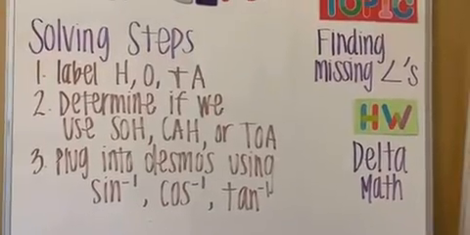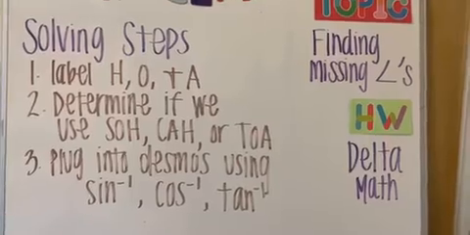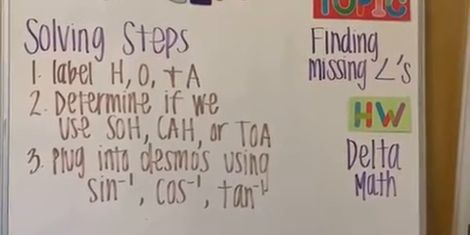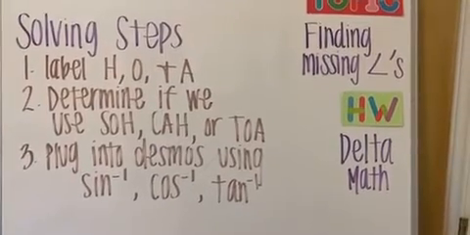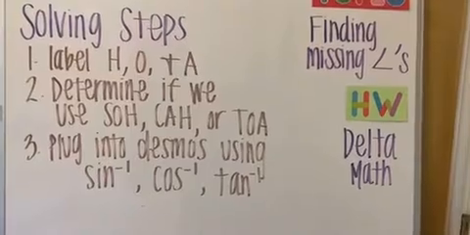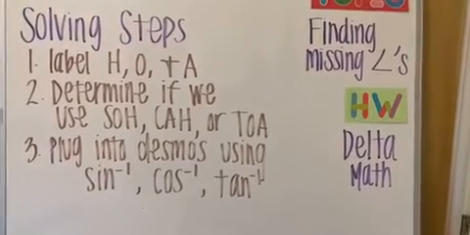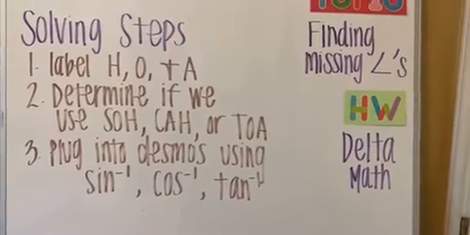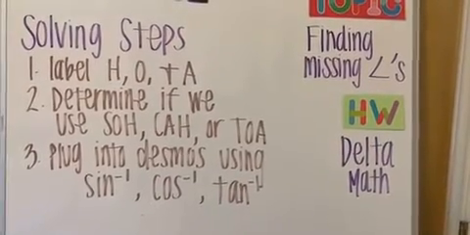First, I'd like to go over our solving steps. Step 1 would be to label your H, your O, and your A from the given angle in the problem. Number 2 would be to determine if you are going to use SOH, CAH, TOA. And then the last step will be to plug into Desmos using your function buttons sine -1, cosine -1, tan -1.